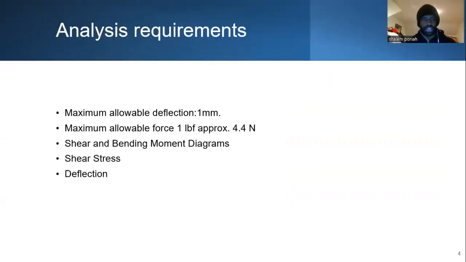And so in the analysis of the system, what would be good to analyze would be the maximum allowed deflection, which I'm saying is 1 millimeter, the maximum allowable force they should be putting on that for that P value, which initially I'm going to say is 4.4 newtons. Shear and bending moment diagrams, shear stress, and deflection.